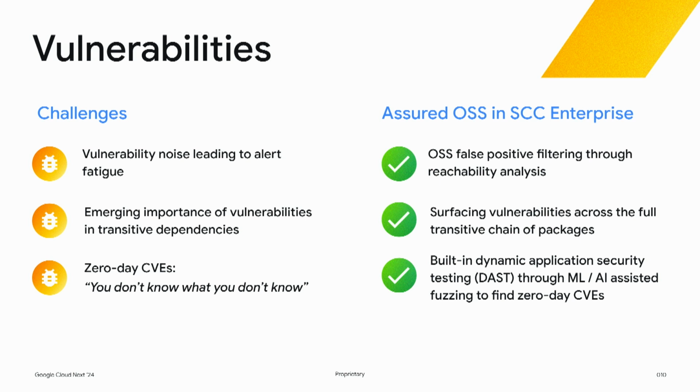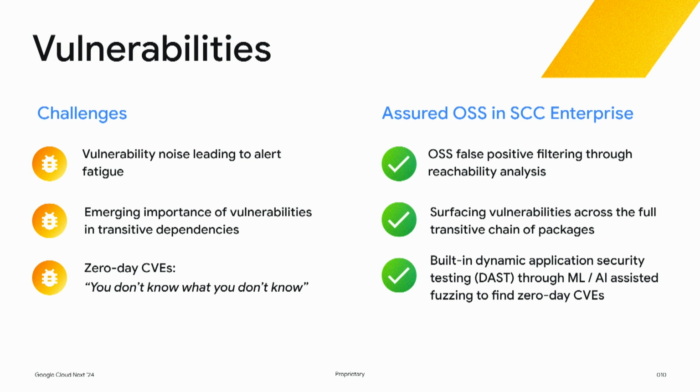The second key challenge is getting full visibility into the transitive chain of packages so that you can understand where the risk in the dependency chain is originating from. And finally, as is always going to be the case, there will be new CVEs or zero-day CVEs that you need to be prepared to handle. So how does Assured OSS and Security Command Center Enterprise help with this?